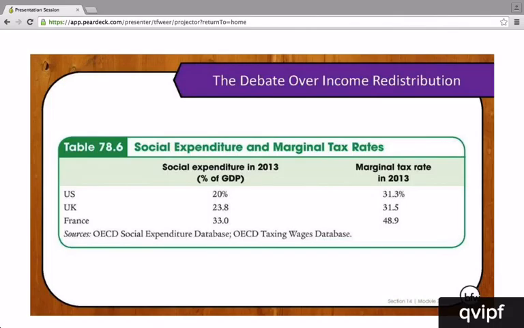And you can see here in this table how we compare to other countries in terms of the percent of our GDP that we put into social welfare programs. It's much higher in France than it is here in the United States, but you can also see that the French pay much higher marginal tax rates than we do here in the United States to support those programs.